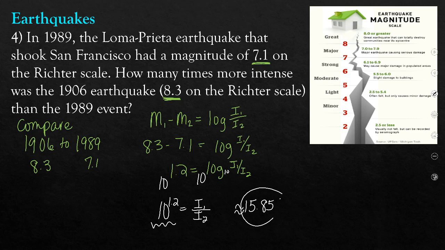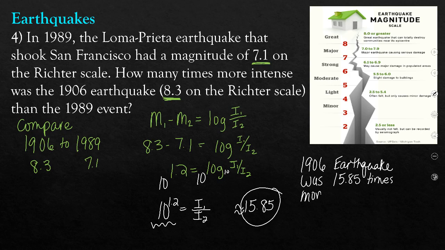That means, since we're looking at the comparison, the 1906 earthquake was almost 16 times, so it was 15.85 times more intense than the earthquake in 1989. So quite a big difference.